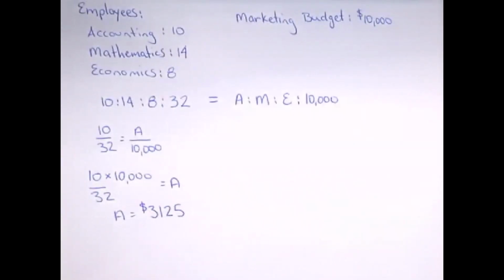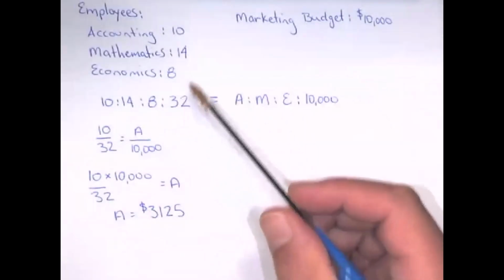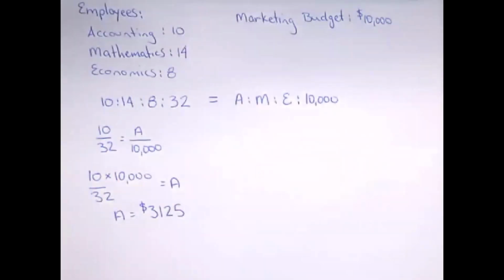Now, if we think about this, whether or not our answer is right, we've got 32 parts. 10 is not quite a third of that, but pretty close. We have $10,000. A third of that is going to be $3,300. And so that's a little bit less than 3,300. So it makes sense. It's about a third of the budget.